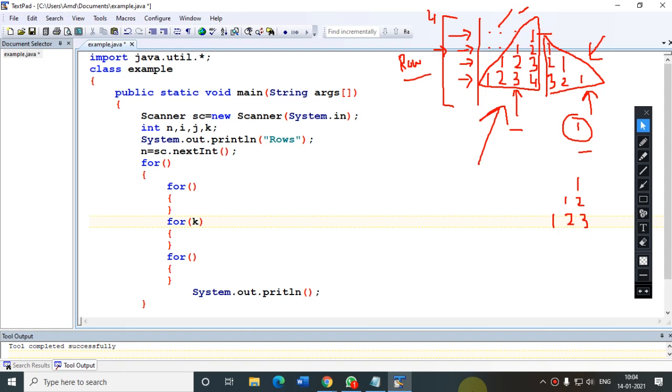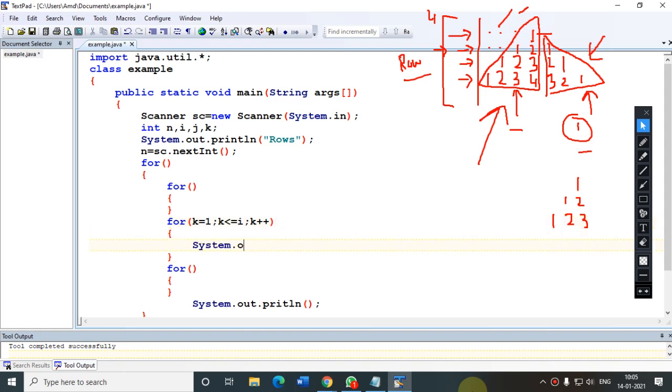Every time the printing starts from 1, so it has to start from 1. This is a very fixed thing. And the loop is executing 1 time, 2 times, 3 times. That means whatever variable you are going to use, it has to start with 1. Am I clear? Yes, sir.